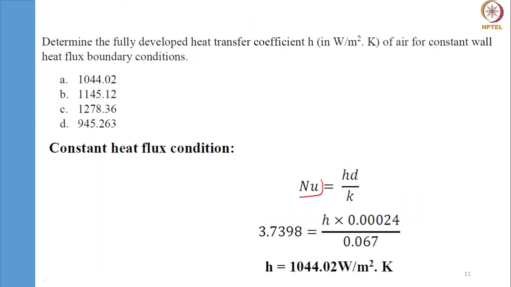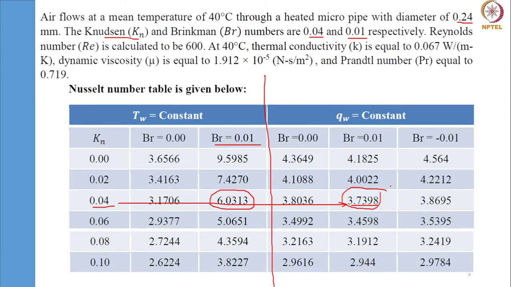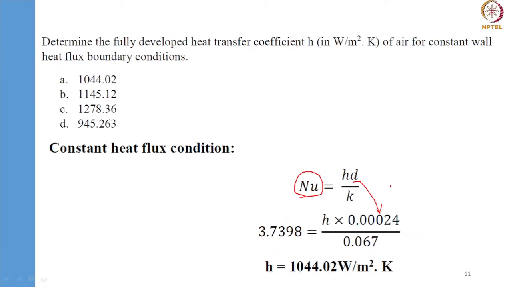Once we find out the Nusselt number as 3.7398, and the hydraulic diameter being 0.24 mm, and the thermal conductivity of the fluid is also known, once we plug in the values, we get the heat transfer coefficient as 1044 watt per meter square Kelvin, which is lesser than the heat transfer coefficient that we got when we had a constant wall temperature boundary condition.